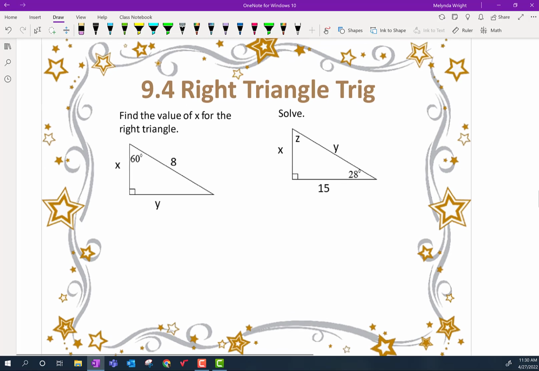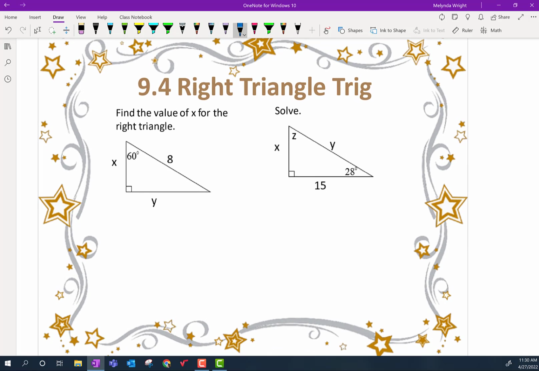All right, let's take a look at our lesson for today. So today we're going to be looking at right triangle trig. Isn't that exciting? Okay, so you are familiar, we've been talking about right triangles. We did a little bit of work with that last time. They want us in this case to find the value of x for the right triangle.